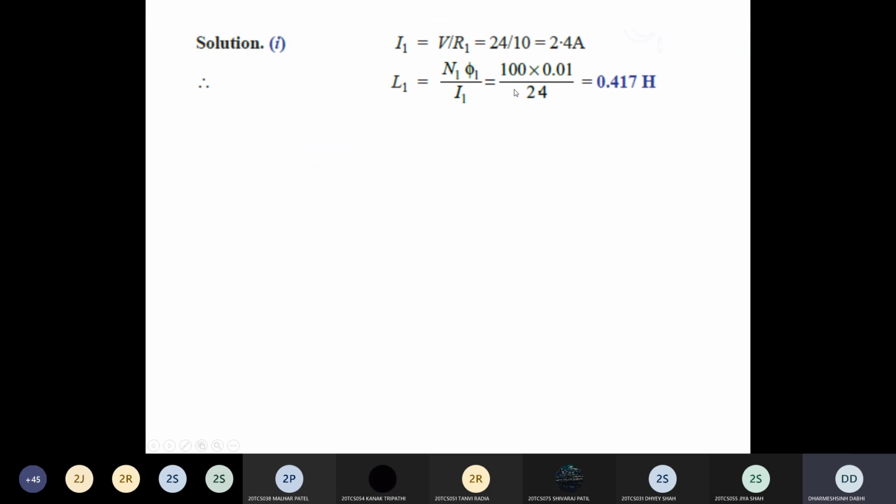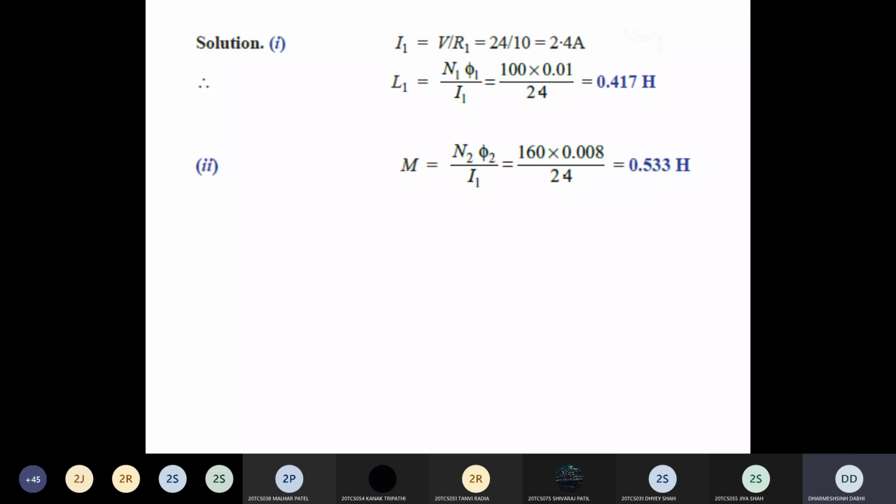So I think all of you have calculated the first parameter. Here the supply voltage is given, and the resistance of the primary winding is given, 10 ohm. So first find I1, you get 2.4 ampere, and apply the equation of self inductance. L1 is equal to N phi divided by I. The number of turns for coil number 1 is 100, phi 1 is given 0.01 Weber, I1 is 2.4. So you get 0.417 Henry.